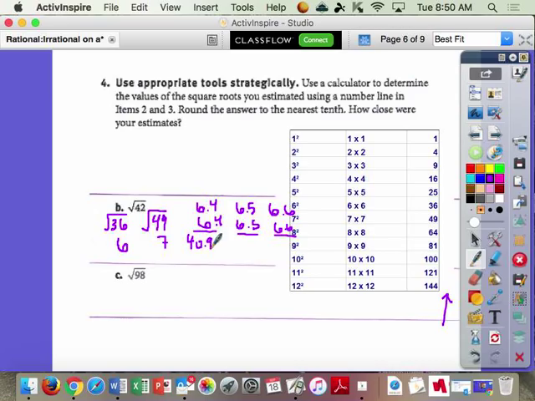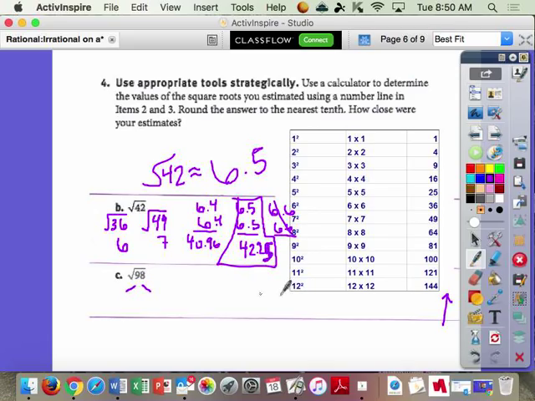40 and 96/100. Yeah, that doesn't seem super high, does it? We don't really even need to go farther than that, do we? Because this is going to be the closest we're going to get. All right? So the square root of 42 is going to be about 6 and 5/10.